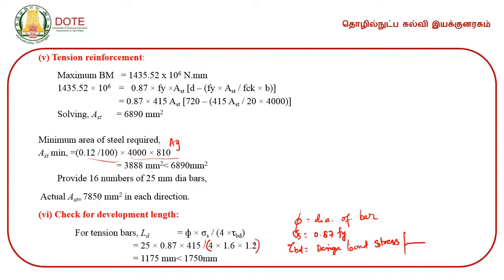Tau bd for M20 grade of concrete is 1.2 only, and we have to increase it by 60%, so that 1.6 comes into the picture. The development length of the 25 mm dia bar is found to be 1175 mm, whereas the projected length of the column footing is 1750 mm. Therefore, it has sufficient development length, that is, the main reinforcement or the longitudinal reinforcement of the footing has sufficient length.